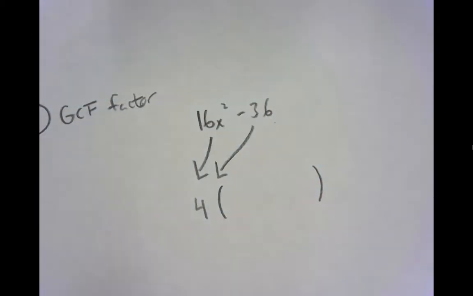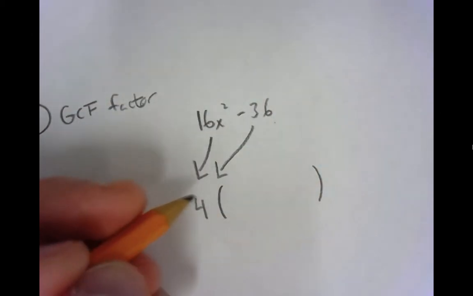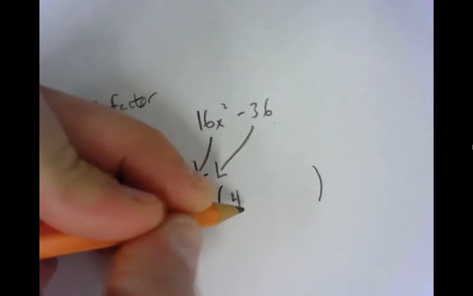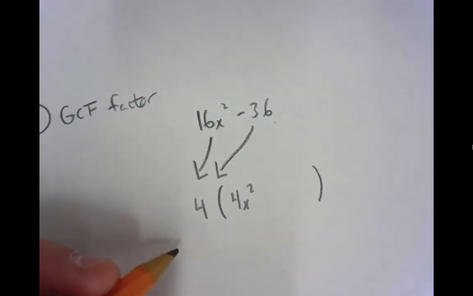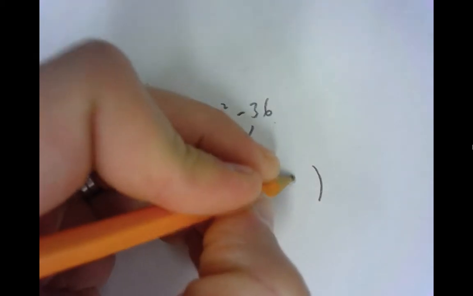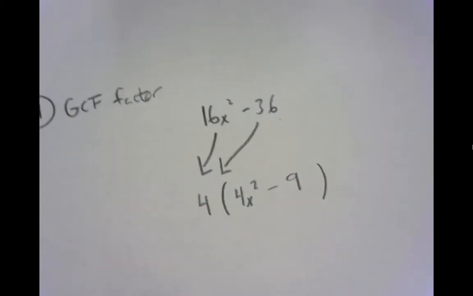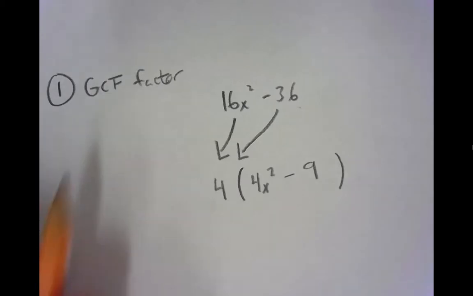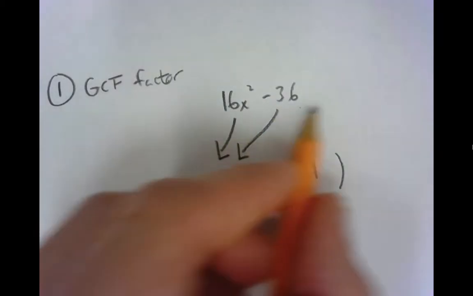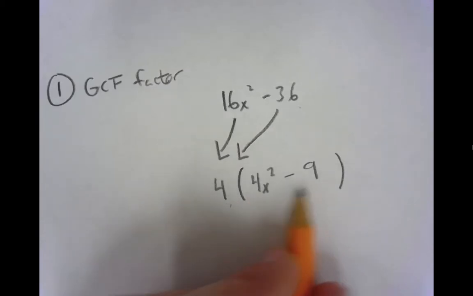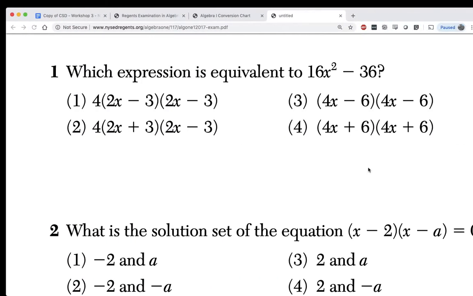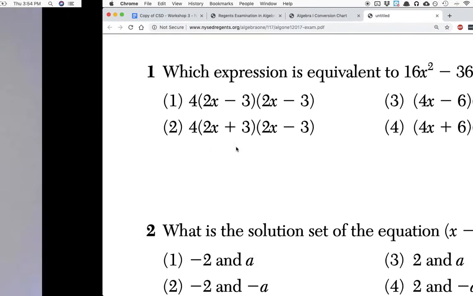And when I do that, 16 divided by 4 will give me 4x squared, right? The x squared is still there. 36, I divide the 4 out. It's going to give me minus 9. So that's the first type of factoring you do, is to GCF factor. I had a greatest common factor shared. I divided it out. Next, I can still keep factoring this, right? This is not an answer that's available in 1, 2, 3, or 4.